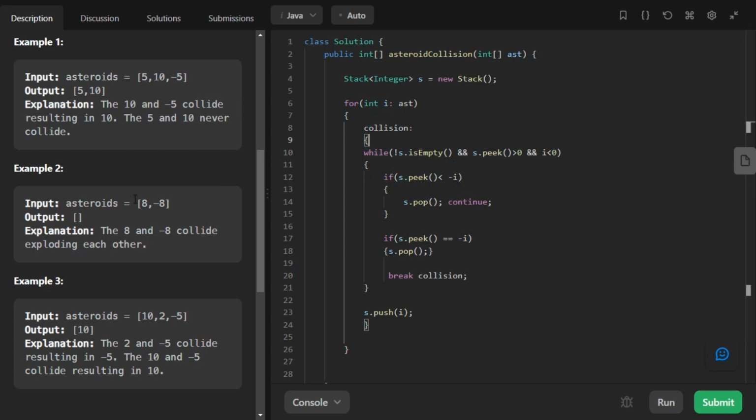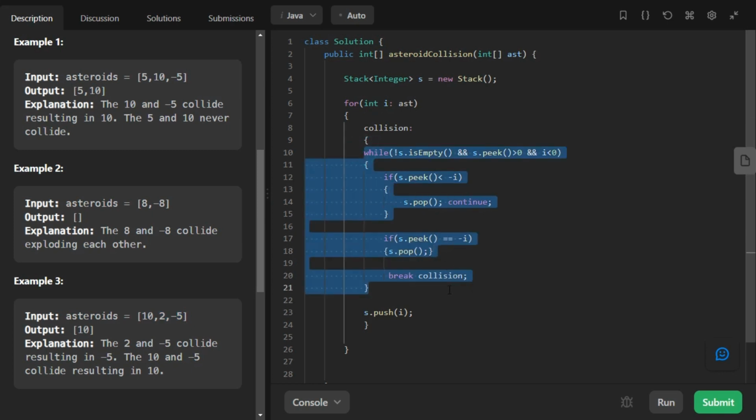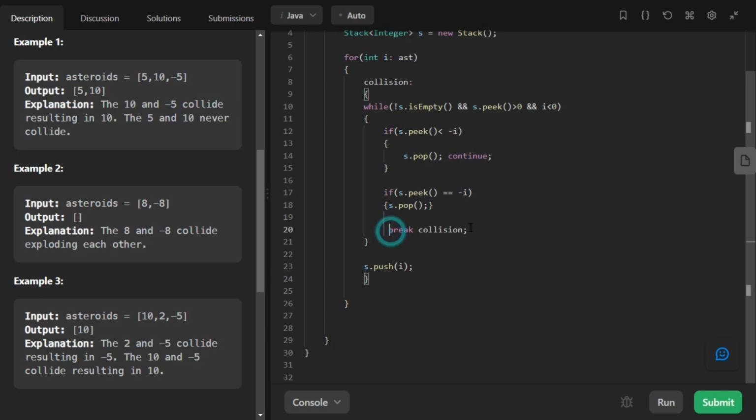So the only case when we have the condition happening, like this one element is moving towards the plus x direction and the other element is moving in the negative x direction, then only we have to work inside of this while loop. You can see that over here, then only we are working in this while loop. Otherwise we have to just push the elements inside of this particular stack. That's what we have to do. Okay. Otherwise we just have to break out of this collision block and we can just add the element.